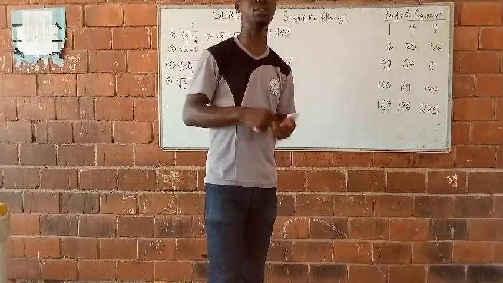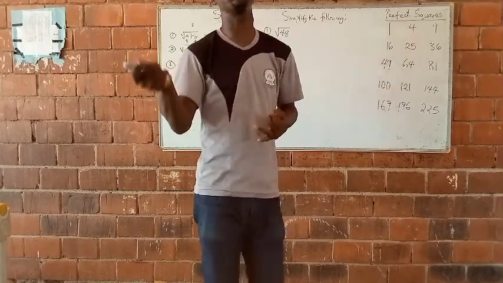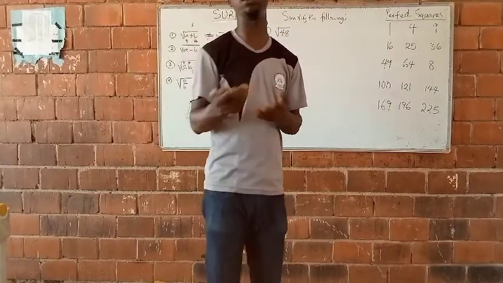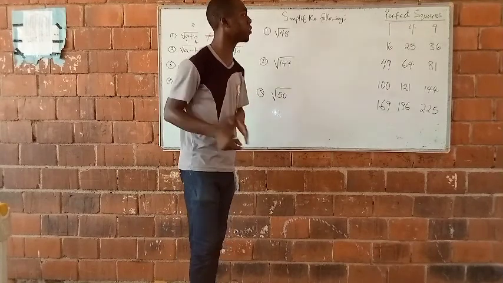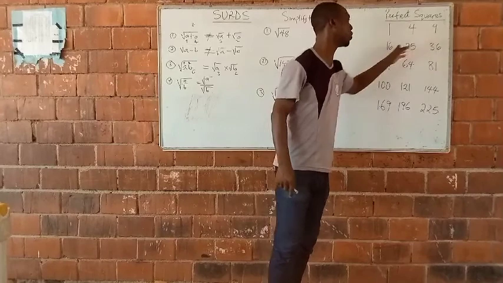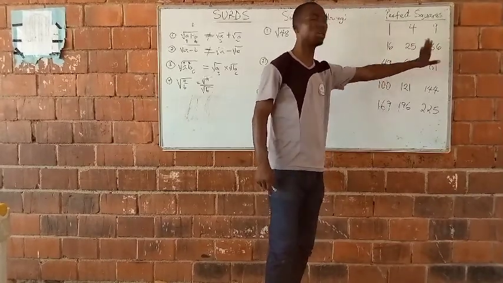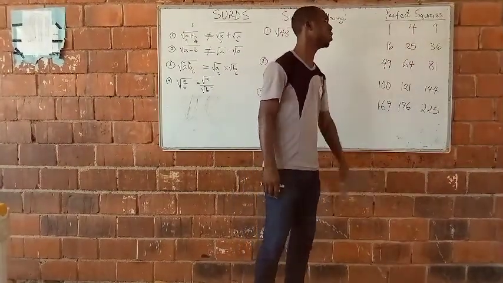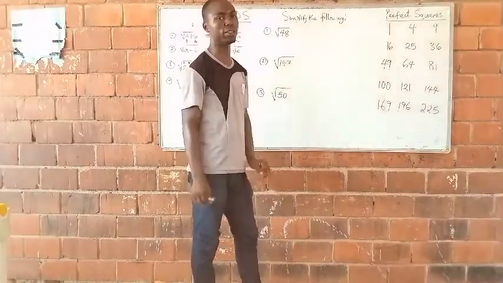Like 1 is 1 times 1, so 1 is a perfect square. 4 is 2 times 2, 4 is a perfect square. 9 is 3 times 3, 9 is a perfect square. So these are examples of perfect squares. We have some on the board here: 1, 4, 9, 16, 25, 36, 49, 64, and so on. So these are the perfect squares that we'll be making use of in simplifying surds.